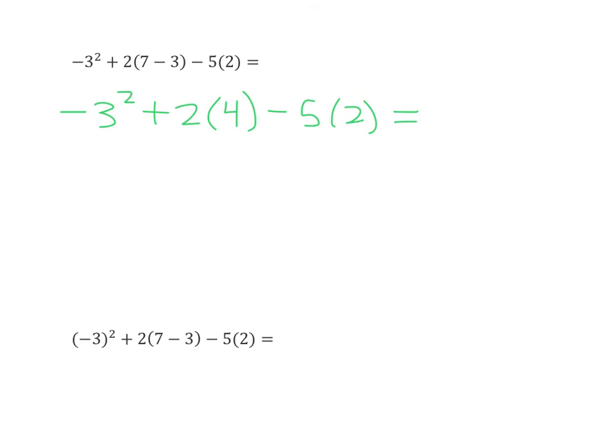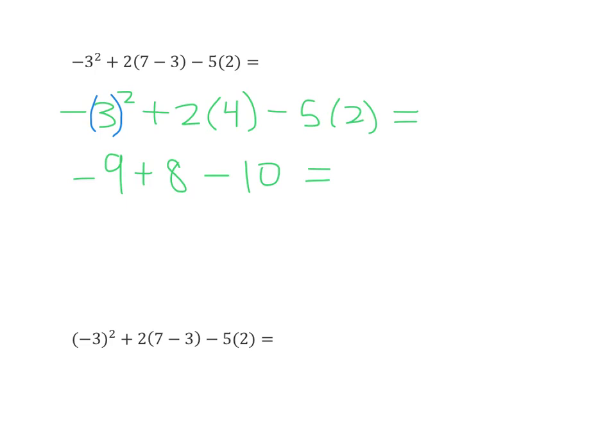Now let's take care of the exponent. So we've got negative 3 squared. All that is squared is the 3. So we are only going to square the 3. We are not going to square that negative. This results in negative 3 squared, which is negative 9. Okay, and then we have plus. We can do the multiplication here. So 2 times 4 gives us 8, and then minus 5 times 2 is 10.